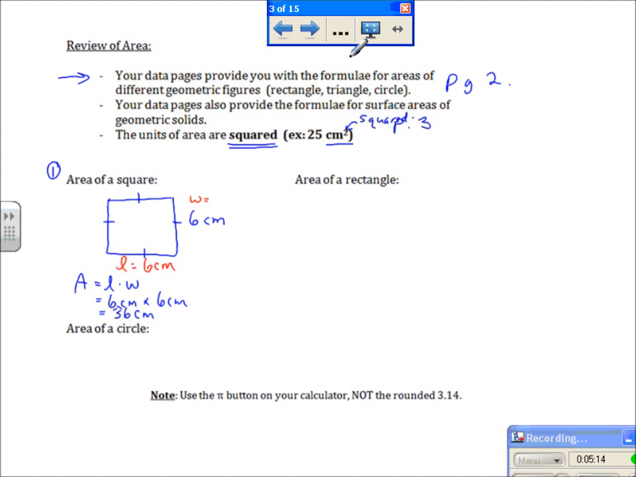Okay, area is equal to centimeters times centimeters. That's square centimeters, so centimeters squared. And there's my answer. Area is equal to 36 centimeters squared.